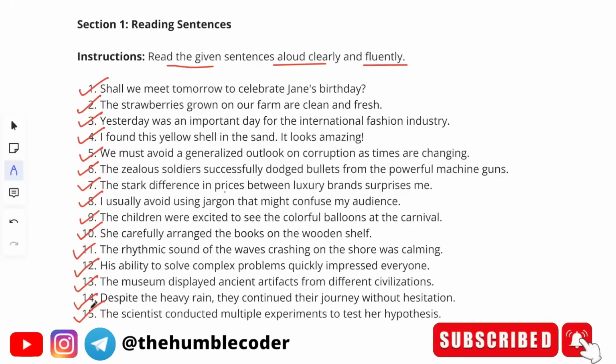So guys, we have read all the 15 sentences. Now I want to give you a few tips. I have taken all the 15 sentences on one screen and I was reading them aloud, but in your assessments you won't get all the 15 sentences in one go. You will get one sentence on your screen and you need to read it out.